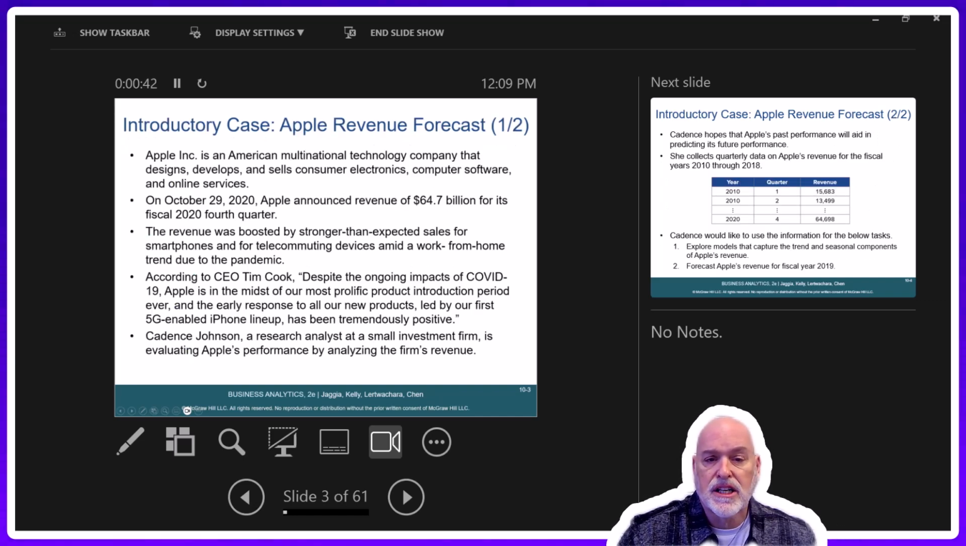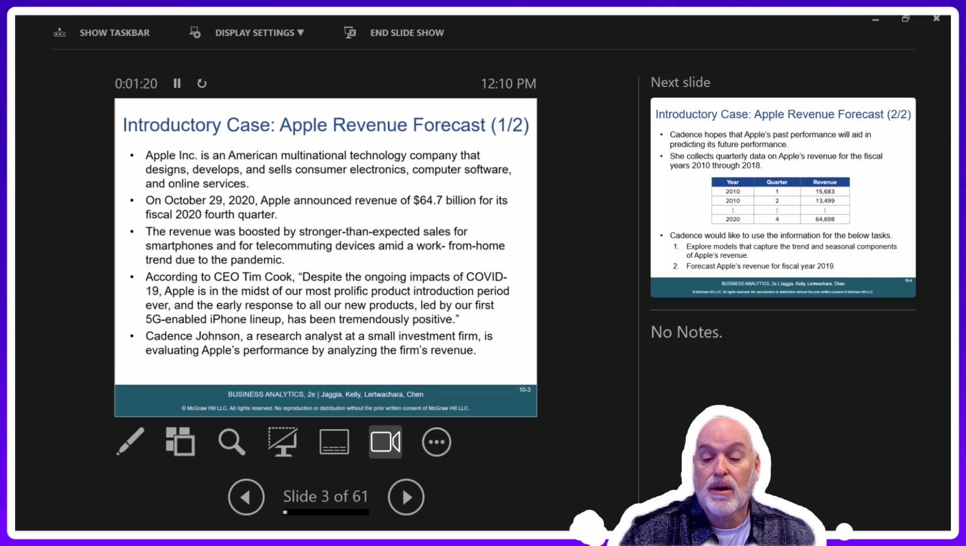Okay, introductory case. Apple Incorporated is an American multinational technology company that designs, develops, and sells consumer electronics, computer software, and online services. On October 29, 2020, Apple announced revenue of $64.7 billion for its fiscal 2020 fourth quarter. The revenue was boosted by stronger than expected sales for smartphones and for telecommuting devices amid a work-from-home trend due to the pandemic.